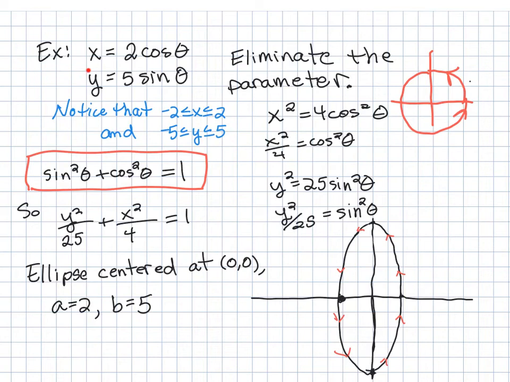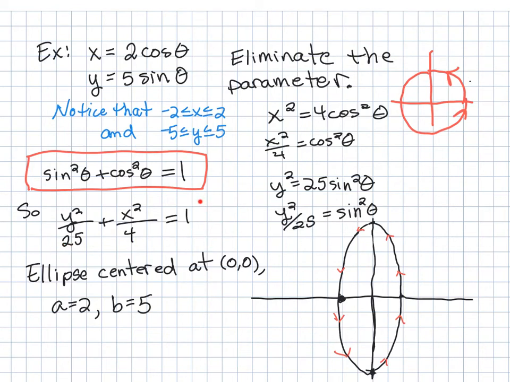x times itself is x squared. That's a 4 cosine squared, and you get this equation. Now, isolate the cosine squared, and you get x squared over 4. Do the same thing for the y. You're going to get y squared equals 25 sine squared. Isolate the sine squared, and you get y squared over 25. Now, if sine squared plus cosine squared equals 1, then we have x squared over 4 plus y squared over 25 equals 1.